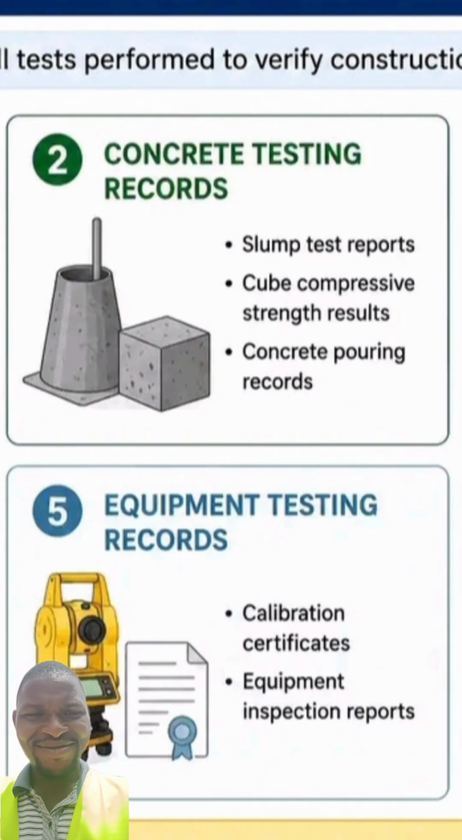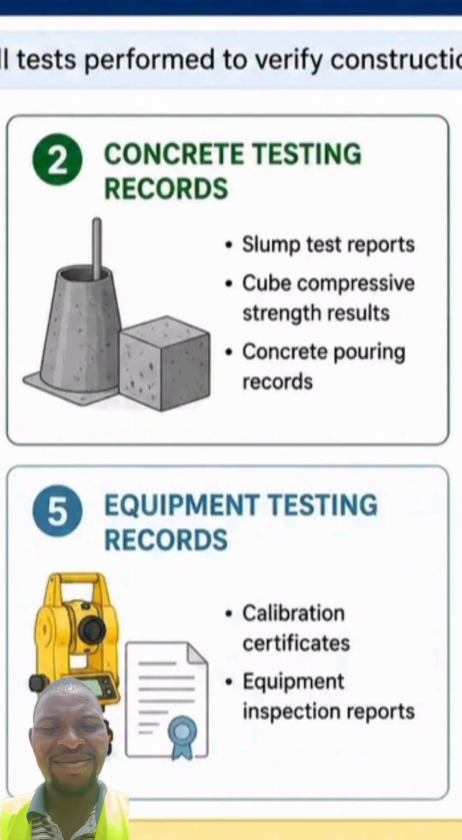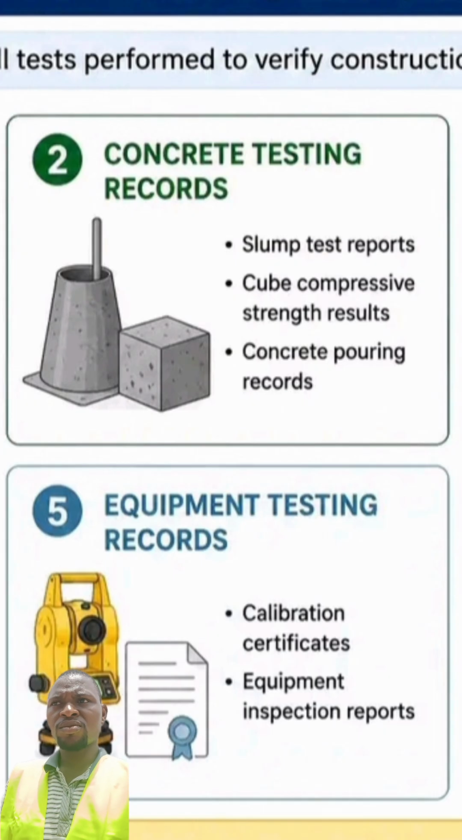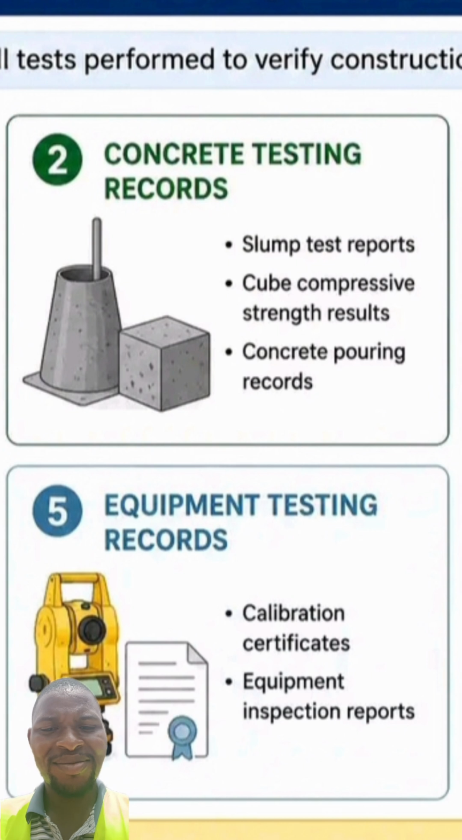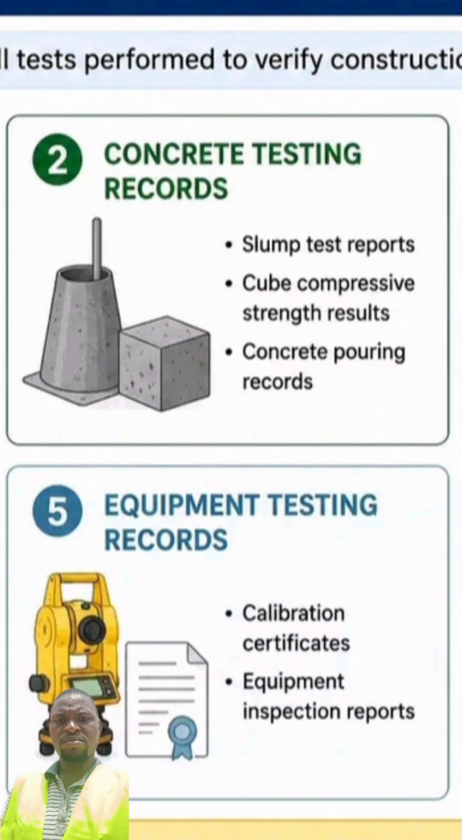Yeah, the next point is concrete testing records, because your concrete tends to have different types of tests you do, either your workability test, then your compressive strength test, and all those things. But you have to actually have a record of all of these tests that you've done. So the first test you're looking at is your slump test report.